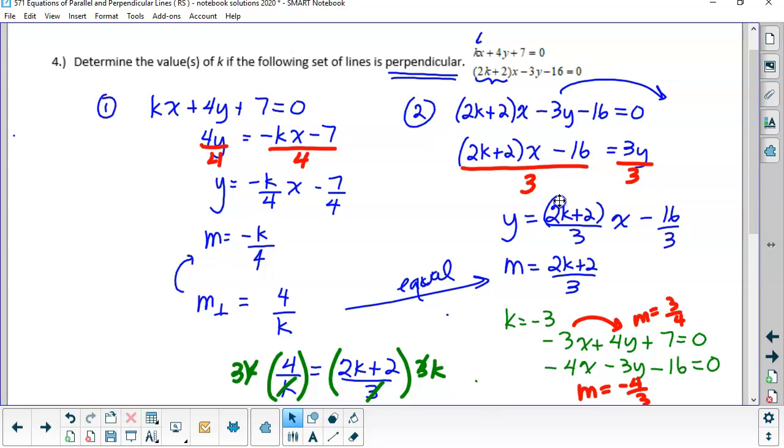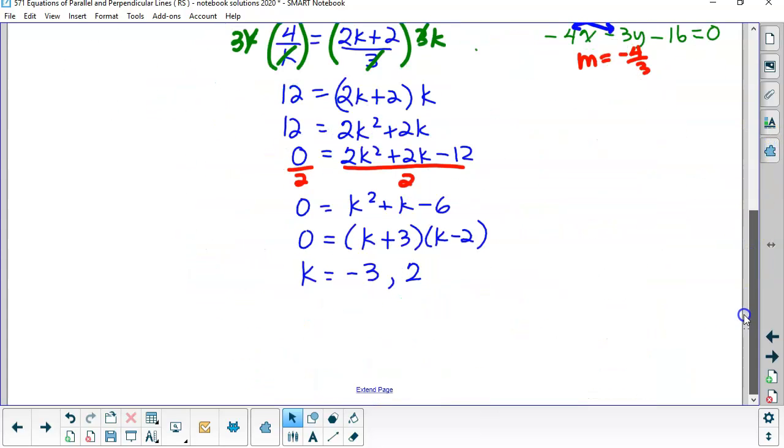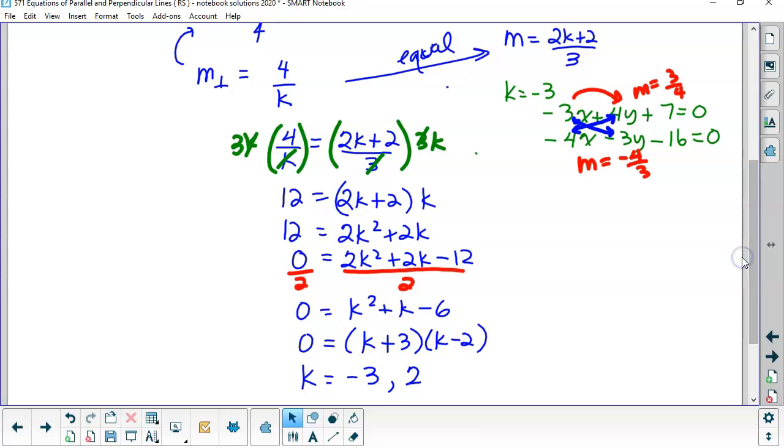So what do you notice about those coefficients? This is the same as this. This is the opposite sign. So either they have to be the same, the x coefficient and the y coefficient in the other equation the same, and the other two opposites, or the first one opposites and the other two the same. Right? They have to be opposite signs to get negative reciprocals. And so then a k value of 2.